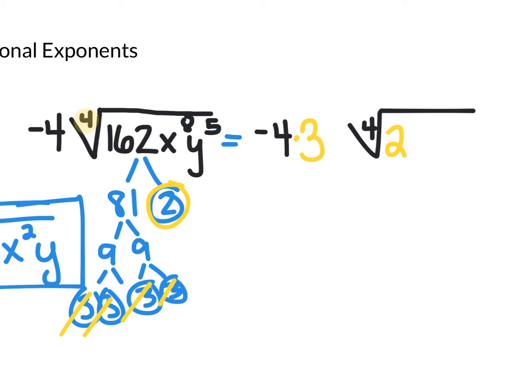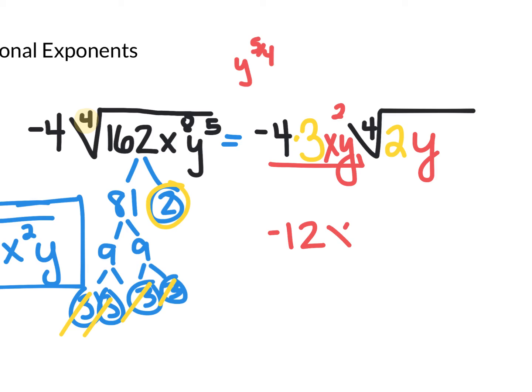Now I'm going to go to my variables. I have an x to the 8th. Well, exponent divided by index, 8 divided by 4 is 2, so that means an x squared comes out. Then I have a y to the 5th. Well, that would be y to the 5/4, and since 4 goes into 5 one time, 1 y comes out. You have 1 left over, so y stays inside. Do one more step of cleaning this up by multiplying it together to get -12 x squared y times the 4th root of 2y.